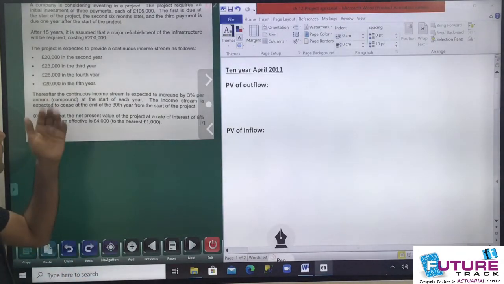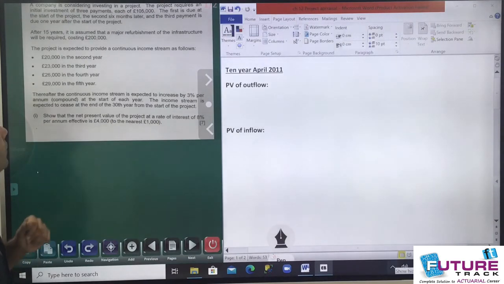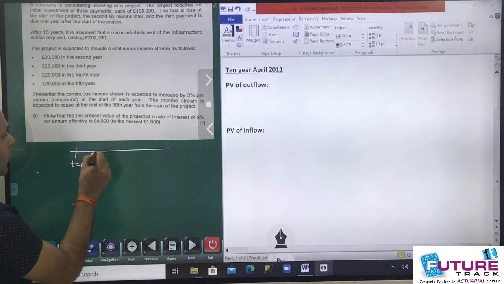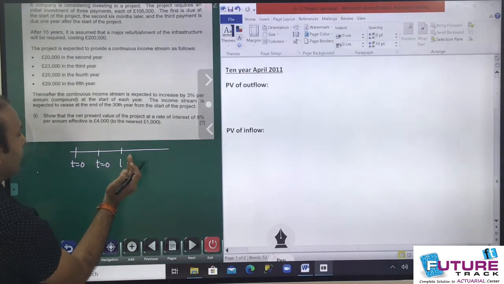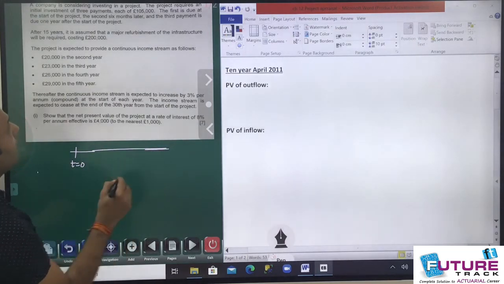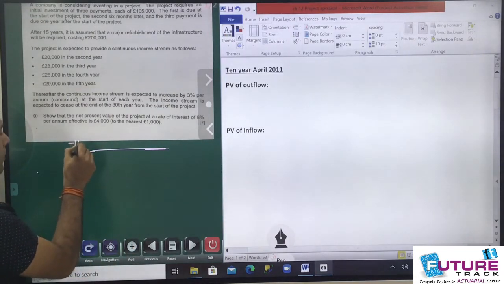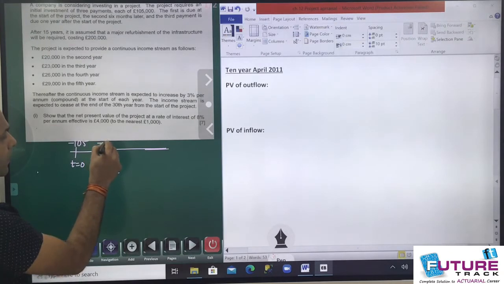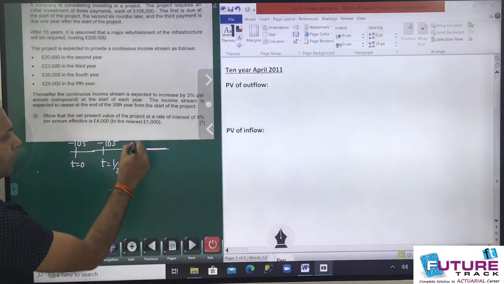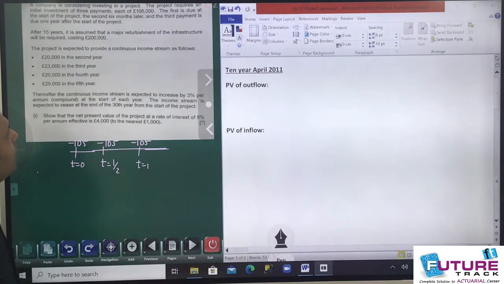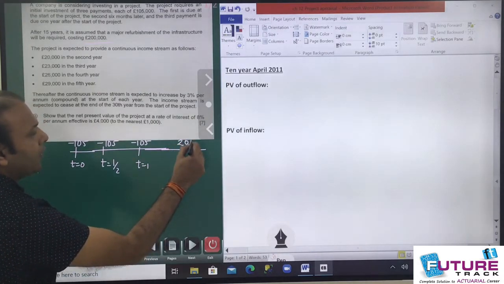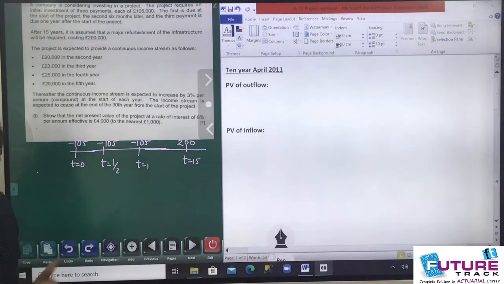So it says the company is considering investing in a project. The project requires an initial investment, 3 payments each of 1,05,000. So 3 payments of 1,05,000: the first due at the start of the project, minus 105. Then the next is after 6 months. Then after 1 year, right? And there is one more cost, that is 2 lakh at time 15. So I'm writing in thousands, so I've removed the thousands part.